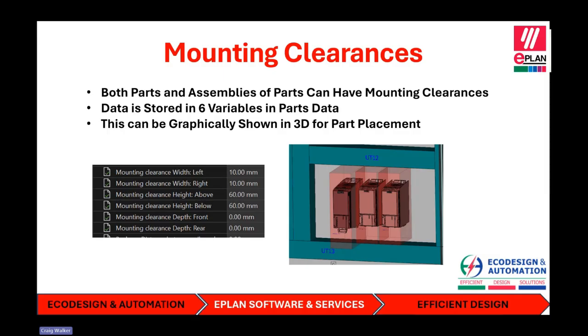So the next section I'm going to run through is mounting clearances. Parts have mounting clearances as data. They have it in all 6 variables in terms of above, below, left, right, and front and back. Some parts data have this from the manufacturer, some don't. So it's a matter of checking your parts. And as I said in the previous webinar, it's about consistency in terms of if you have your parts correct, the ones you regularly use, it'll carry forward and then you don't have to do it twice. And this has also got a graphical view where you can see the mounting clearances on parts.